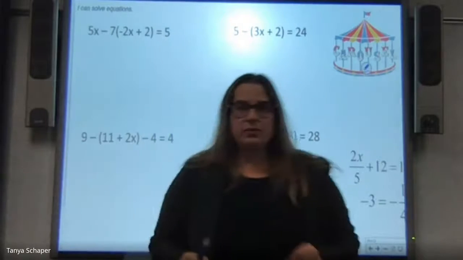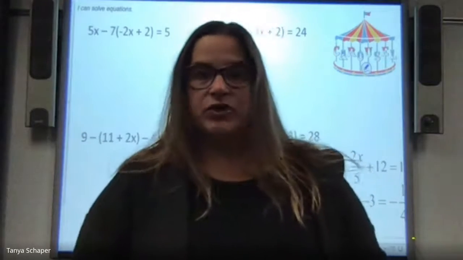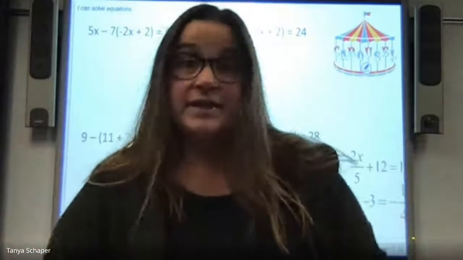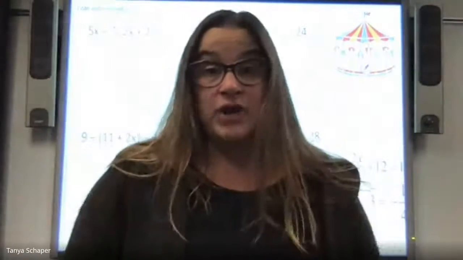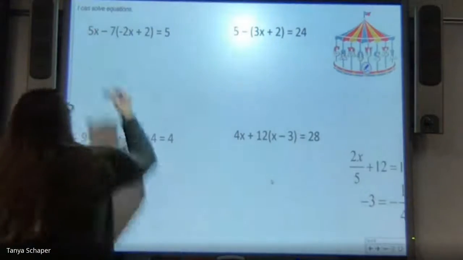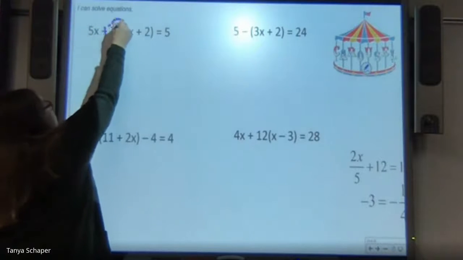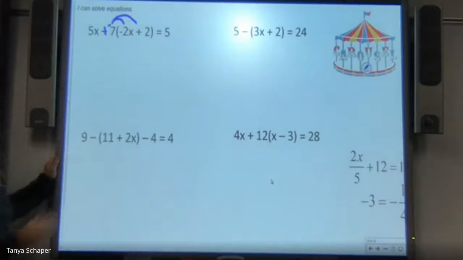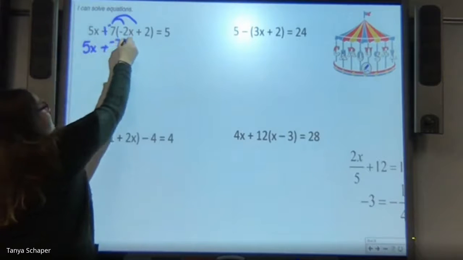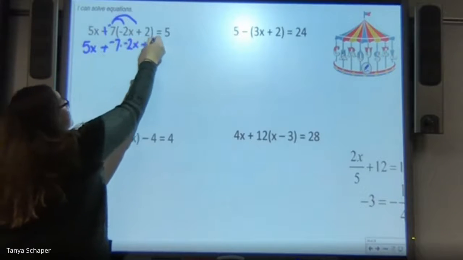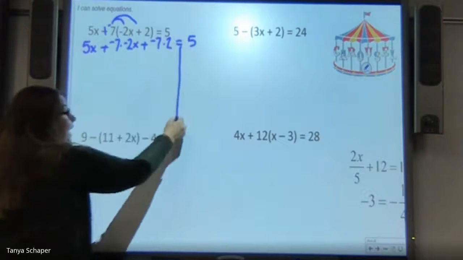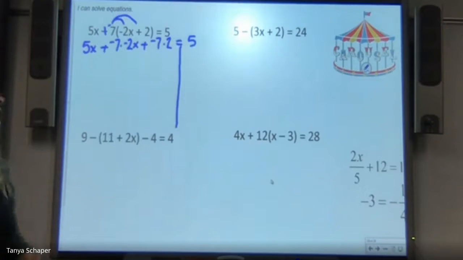When you have distributive property, you need to do that first. That's part of the simplifying process of solving equations: you simplify, you isolate, you check. So the first step in simplification is distributing. I'm going to distribute -7, so it becomes 5x plus -7 times -2x plus -7 times 2 equals 5. And I'm going to work to simplify that left side.